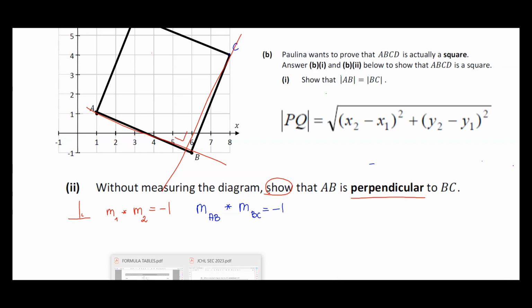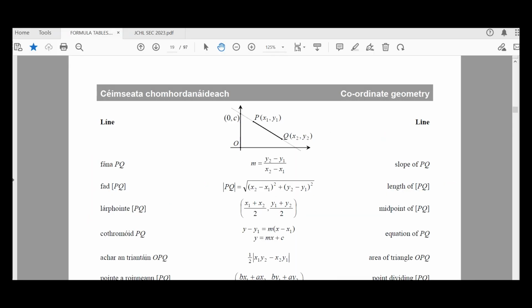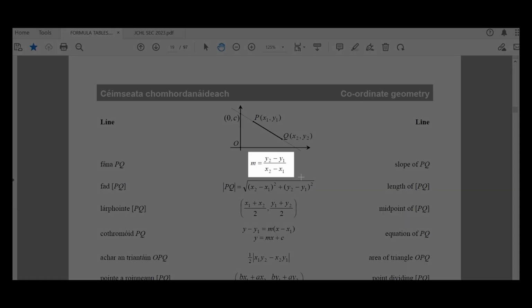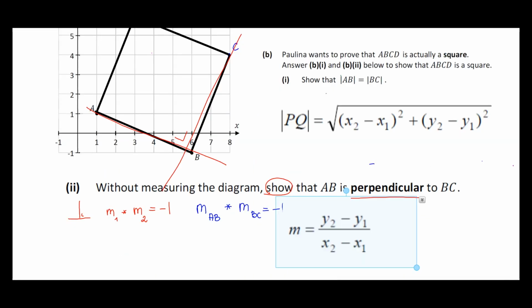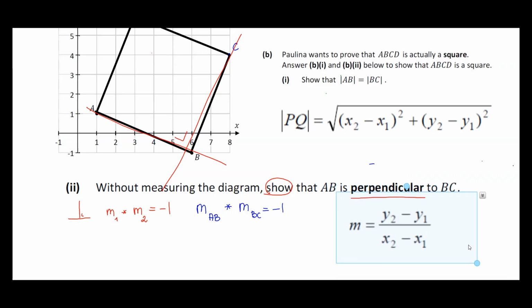So how do we calculate the slope? We go to our maths tables and we get that formula. The very first formula is the formula for the slope. So let's get it here. Make sure you always write down your formulas.